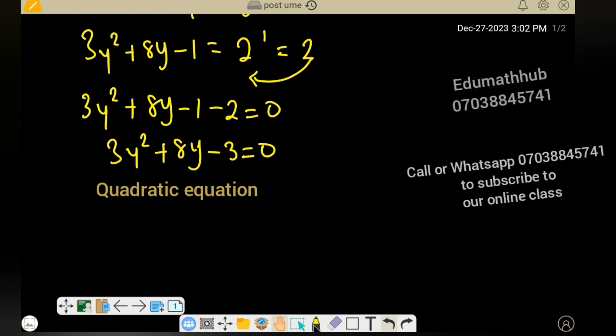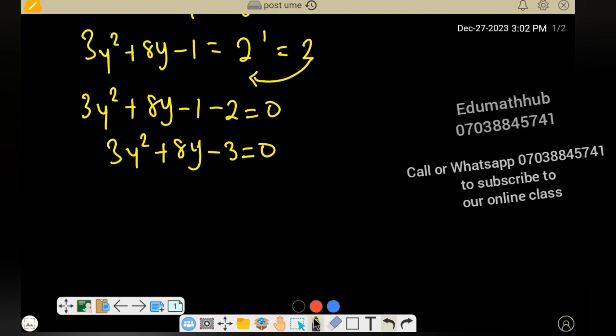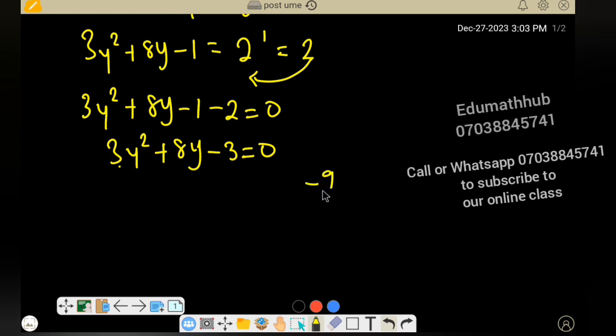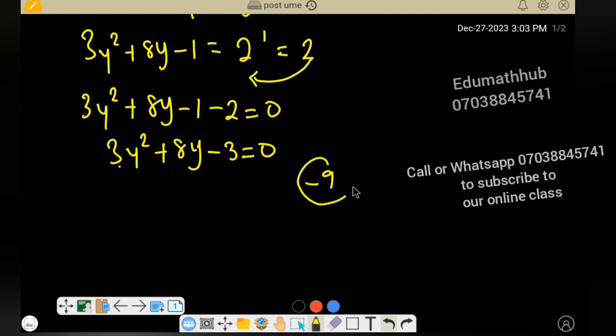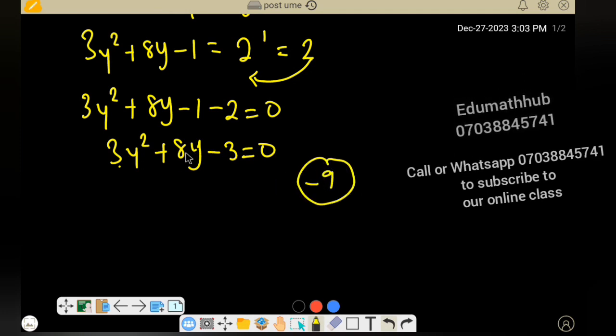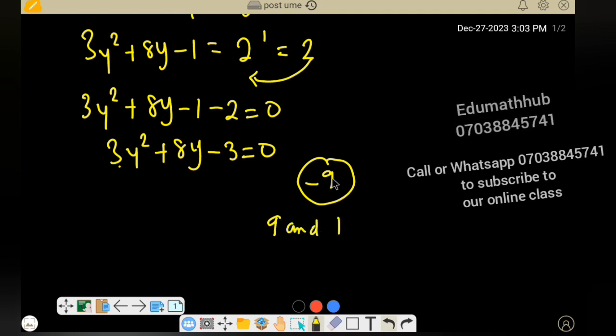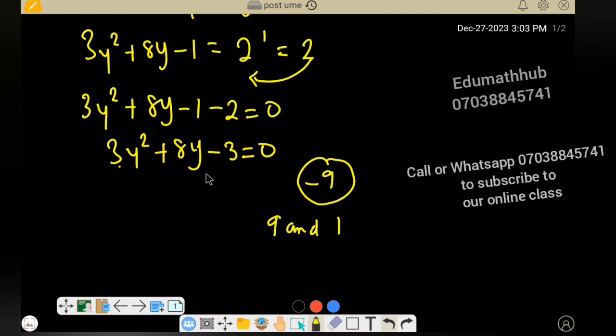The first thing to do is multiply these two terms together. That's 3 times minus 3, which will give you minus 9. Then you look for two numbers that, when you multiply them, you get 9, and if you add or subtract, you get 8. It's very straightforward. Those two numbers are 9 and 1. 9 times 1 is 9, then 9 minus 1 will give you 8.